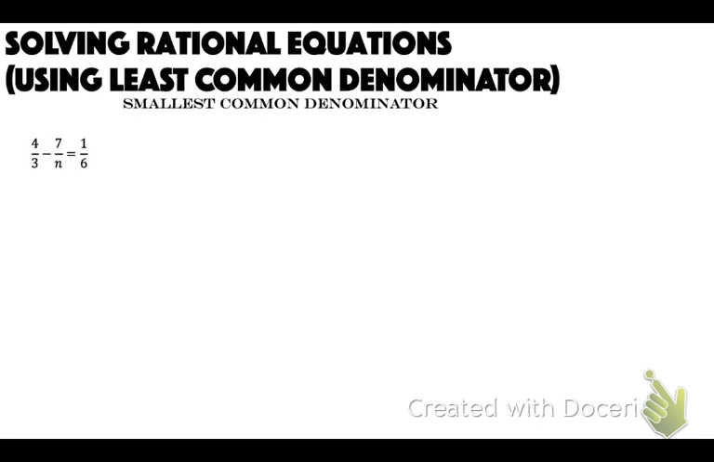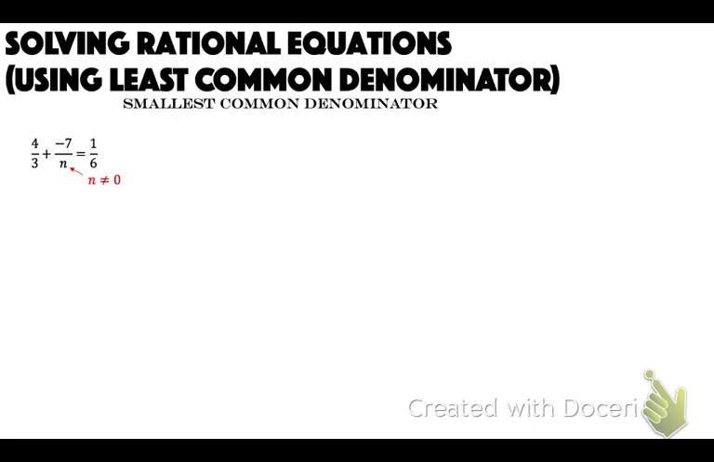So if we look at 4 over 3n minus 7 over n equals 1 over 6. Well, now we have multiple fractions on the left. So we could rearrange this and get it to just be one fraction. But we could also do this by getting the smallest common denominator. So the first thing I'm going to do is distribute that subtraction sign. Always distribute the subtraction. And then I need to find my restriction, so n can't equal 0.